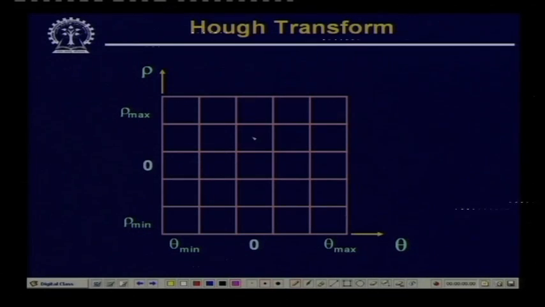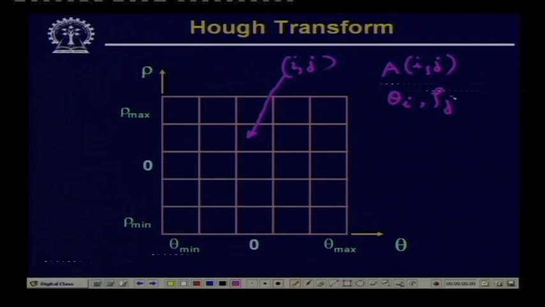So, here again, any ijth accumulator cell, say ij, this ijth accumulator cell, which will have an accumulator value of say aij, corresponds to our parameters theta i and rho j.